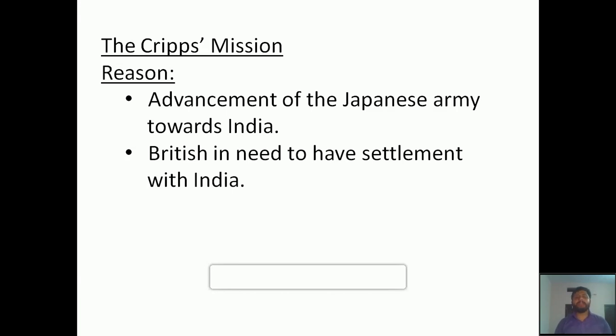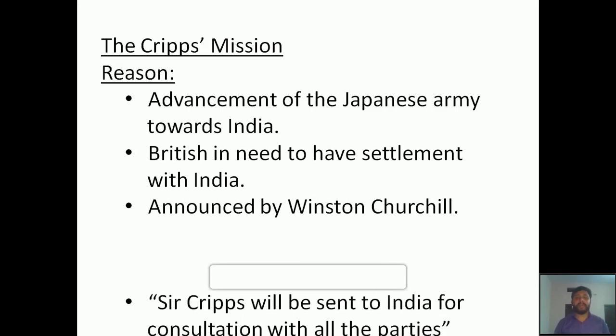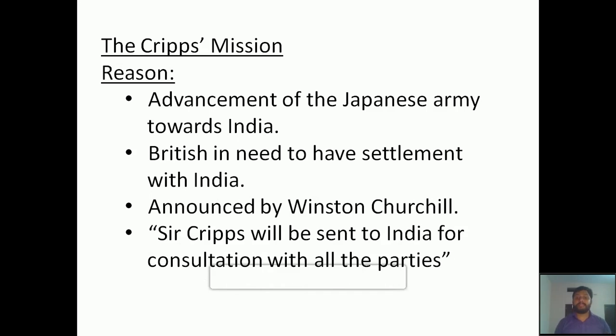So they decided to make some settlement with the people of India. As a result, Winston Churchill, who was the Prime Minister of Britain at that time, announced that Sir Cripps would be sent to India for consultation with all the parties, which means a representative from England would be sent to India, and he would consult with all the different parties in India and do the necessary.